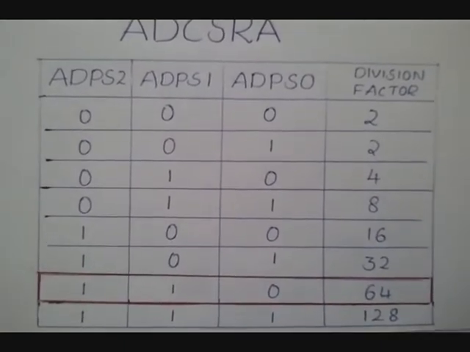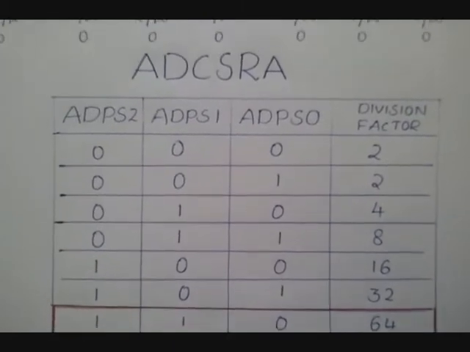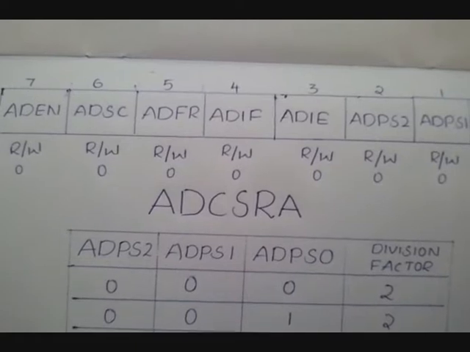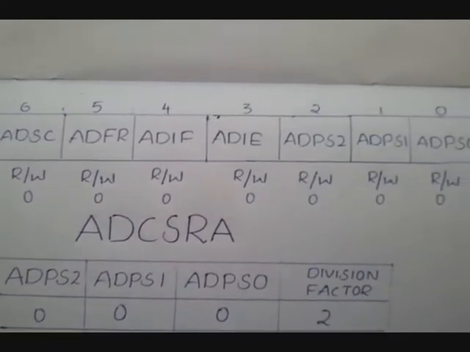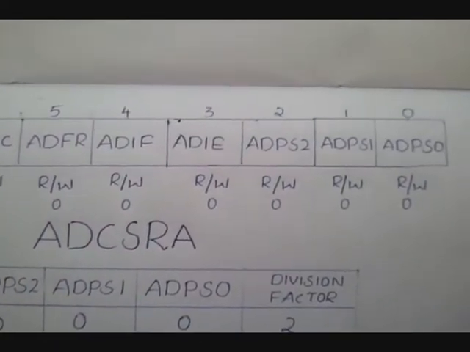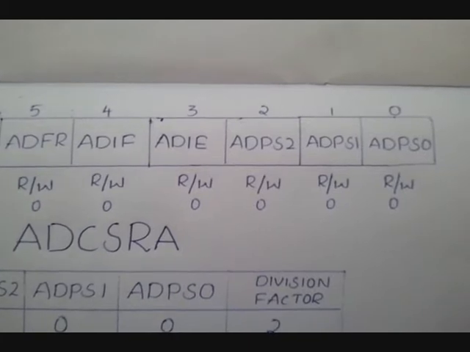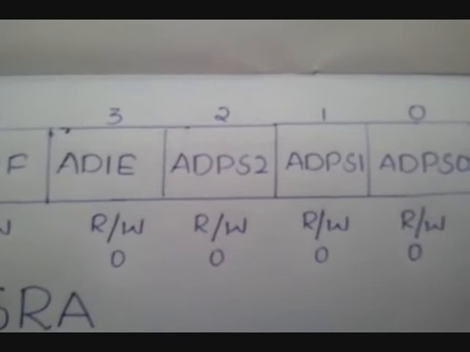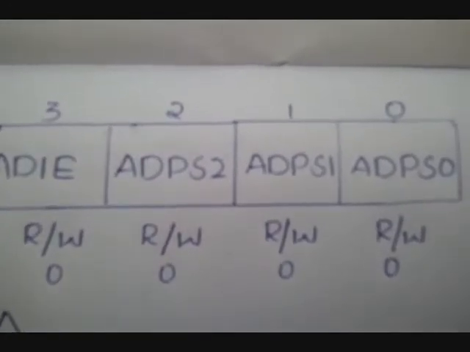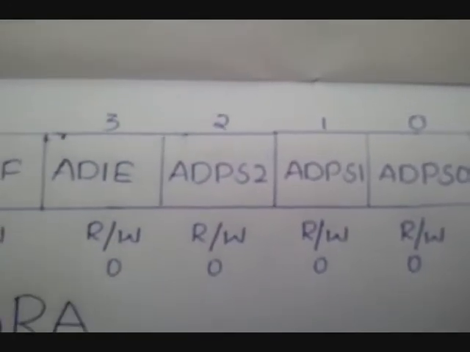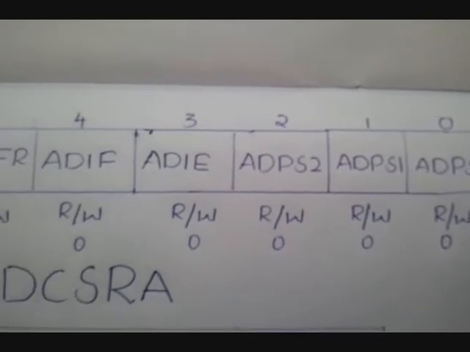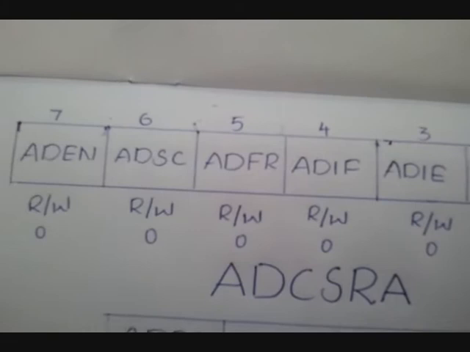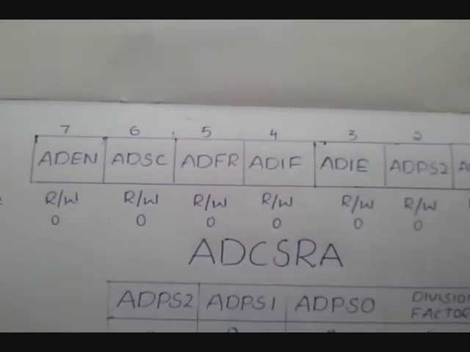This is done because the 8 MHz frequency of ATmega8 has to be brought down in the range of 50 kHz to 200 kHz, which is the clock frequency of ADC. The prescaling is set by ADPS bits in ADCSRA. Thirdly, the ADC is enabled by setting the ADEN pin of the ADCSRA register.